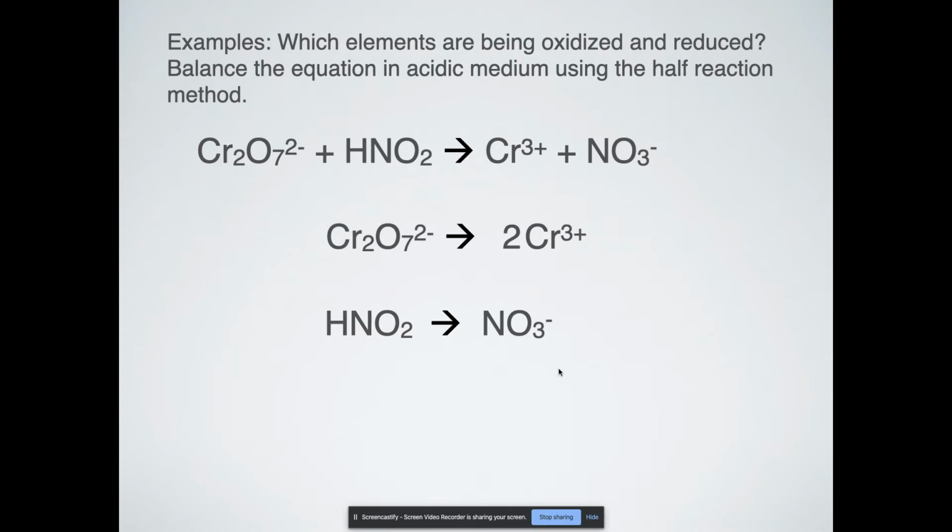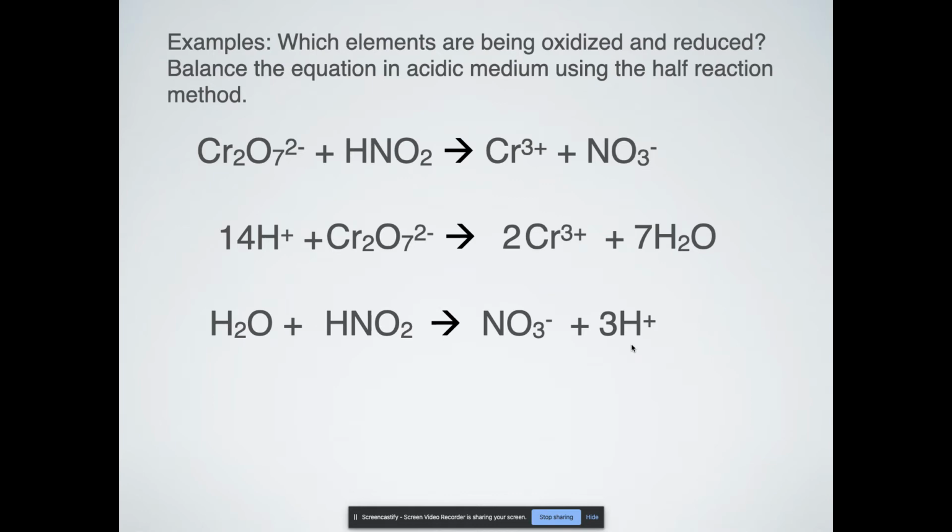Next step, balance your oxygens using water. I have 7 oxygens here, which means I would need 7 waters on this side in order to balance it out. Here I have 2 oxygens, here I have 3, so I would need one water molecule to balance out my oxygens. Now, balance your hydrogens. I have 14 hydrogens on this side, which means I need 14 H pluses on that side. On this side, I have 3 hydrogens, so now I need 3 H pluses.